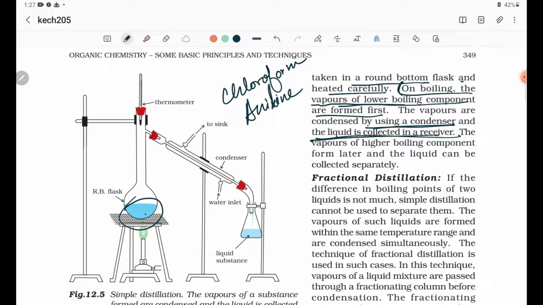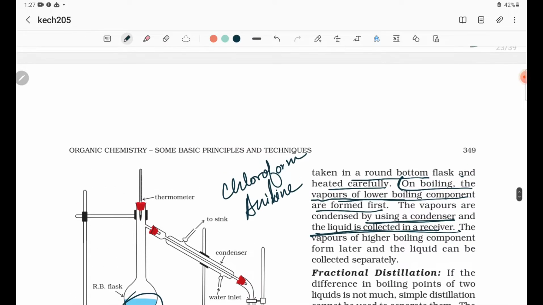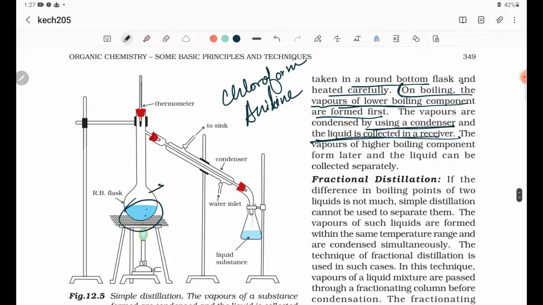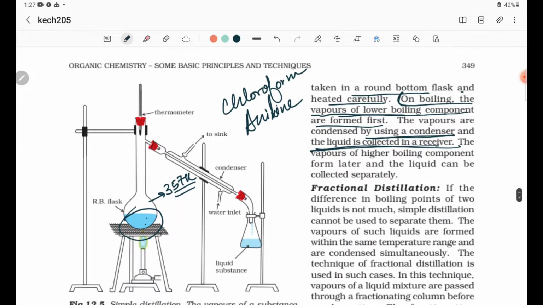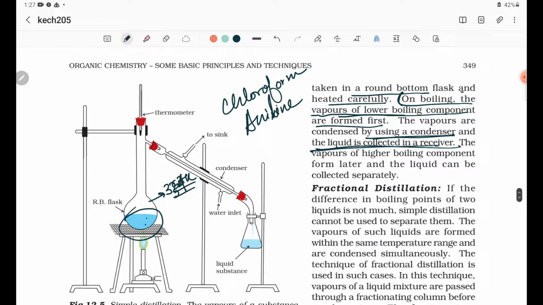So this is a mixture of chloroform and aniline. I will separate them. When the temperature of that flask is 334 K, that is the boiling point of chloroform, right? Sorry, 334 K. At this temperature, when the flask reaches 334 K, it will start boiling, so vapors will come out.